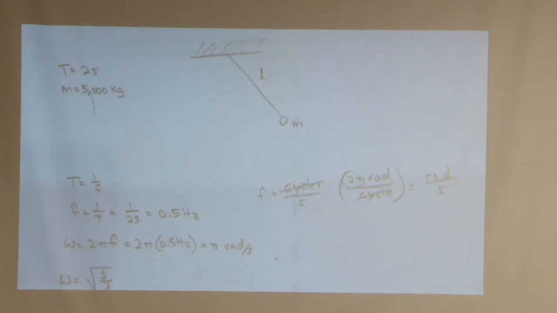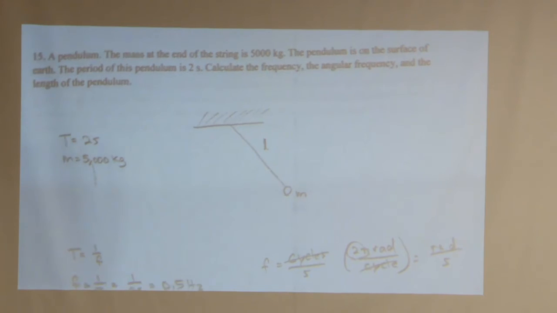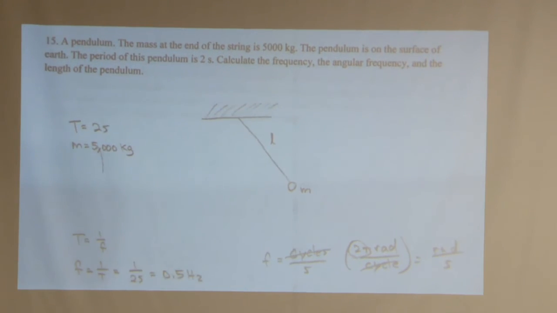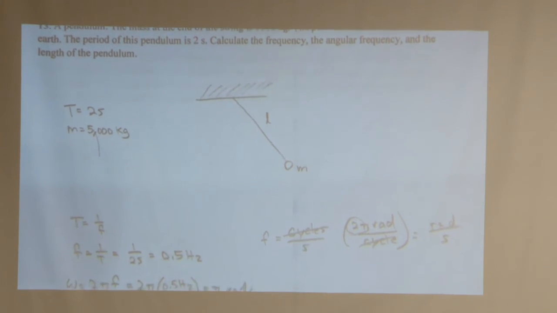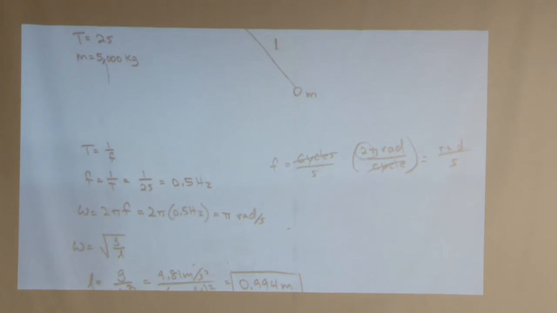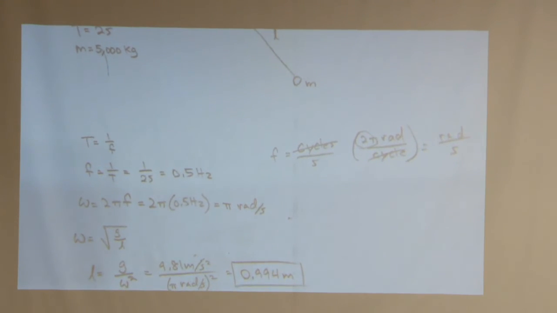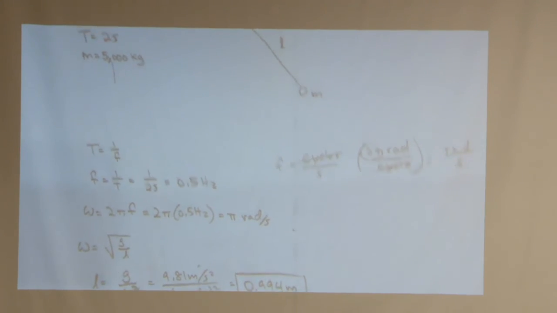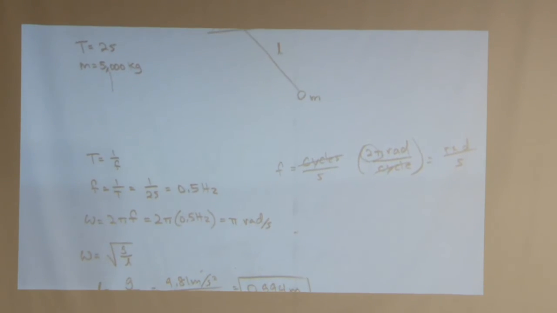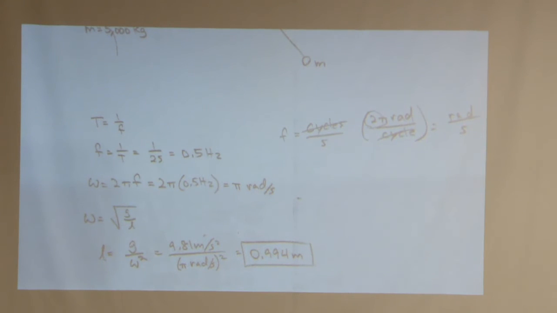And then the last question is to find the length of the pendulum. So to do that, we need to use the formula from our formula sheets for a pendulum, which is omega equals the square root of g over L, right? So we know g because it's a constant and we're on Earth. And then omega we just found as pi radians per second. So we can solve for L. We get 9.81 divided by pi squared. And the final length is going to be 0.994 meters.